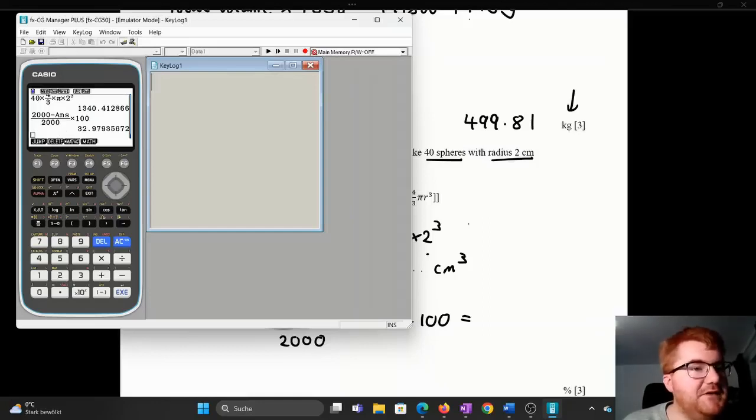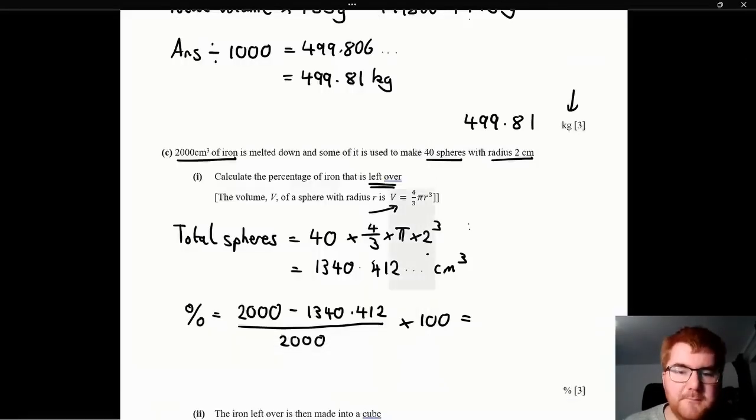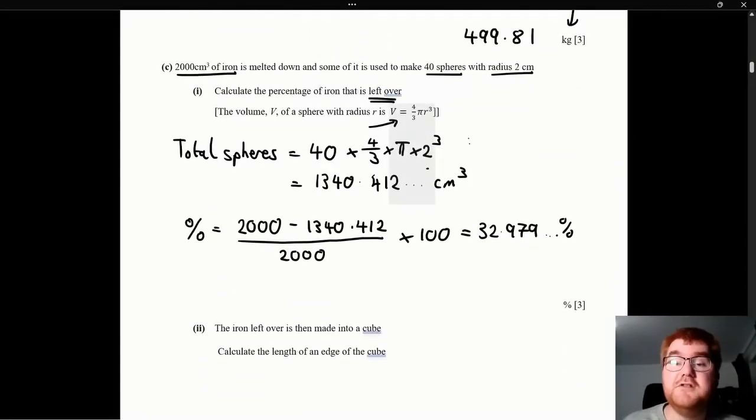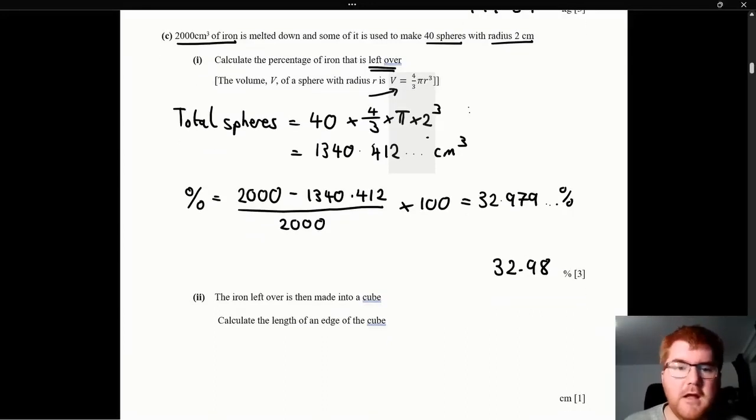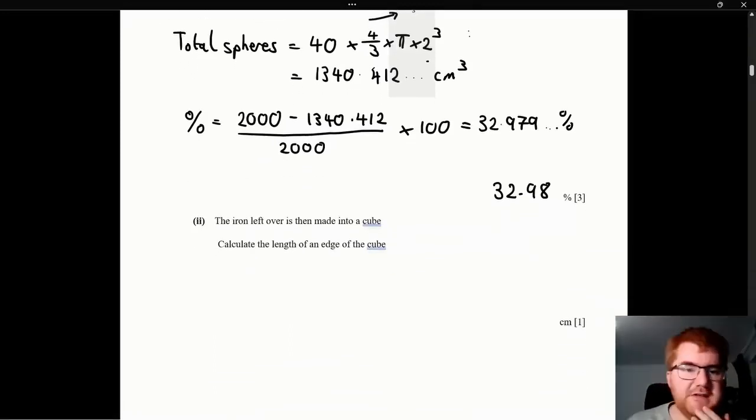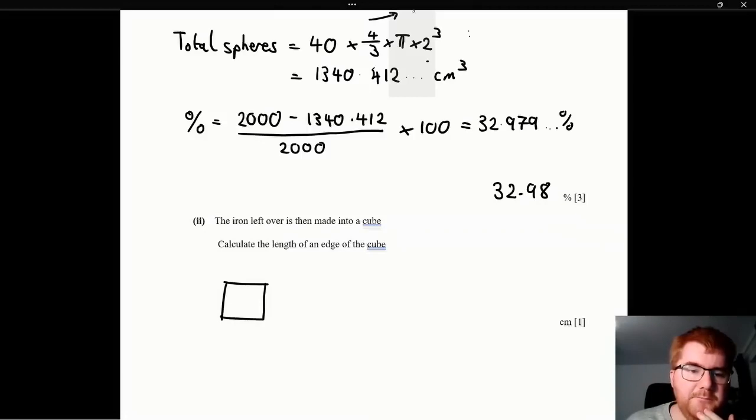That gives us then 32.979 percent. Again, we always round to 2 decimal places, so we get 32.98% of iron left over. Okay, the iron left over itself is then made into a cube. Okay, that's interesting. So let's draw a cube out here.